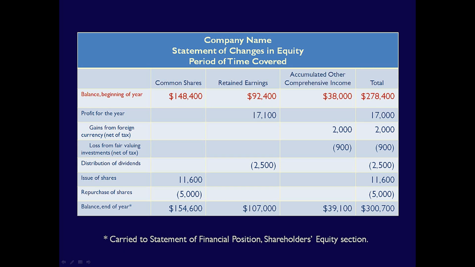The body of the statement always starts with the beginning balances. These beginning balances are the closing balances from the prior year's statement. Next, items that impact the different columns are added or deducted. Let's look at each column individually so we can better understand which items must be taken into account.